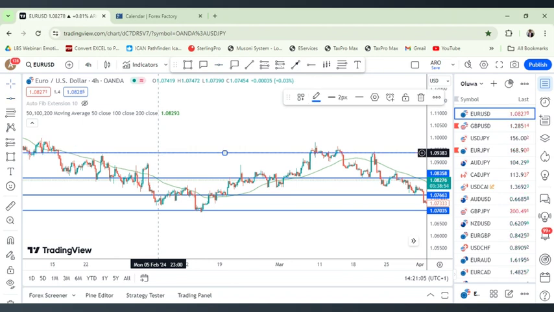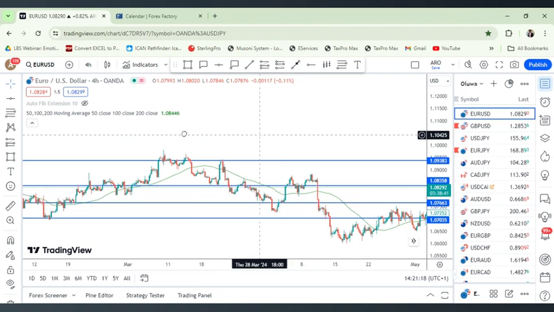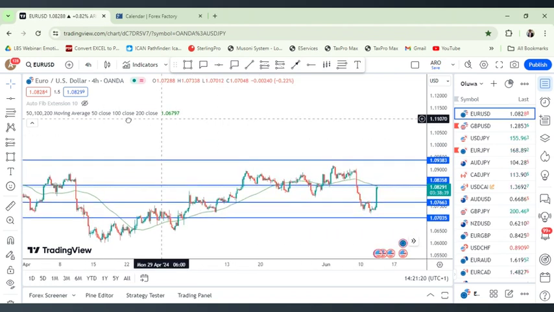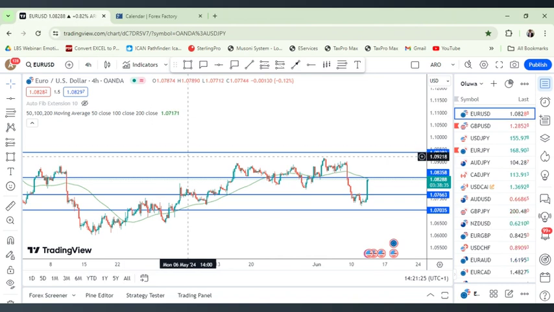As you can see, there was a break in this area. The market was moving to the upward side, down to this area. So let's check what we could also be expecting from this particular trade.